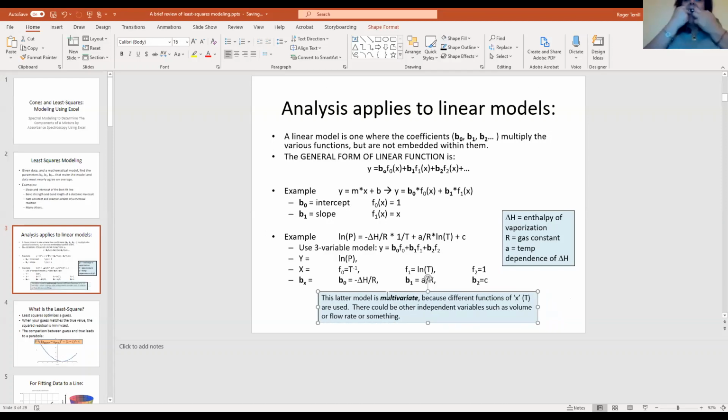To distinguish it a little bit from the linear equation where you have just a slope and intercept, when you have more than one function of x, or more than 2 functions of x, they call it multivariate least squares, right? Just because there's more than one function of x in the data set for which you're deriving b values, b0, b1, and b2.